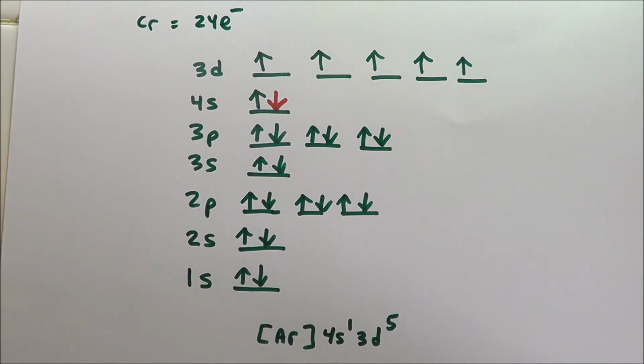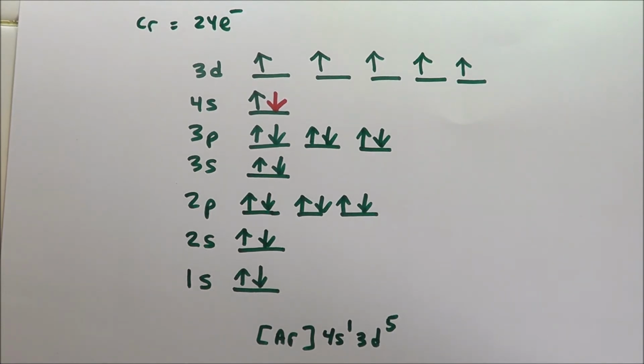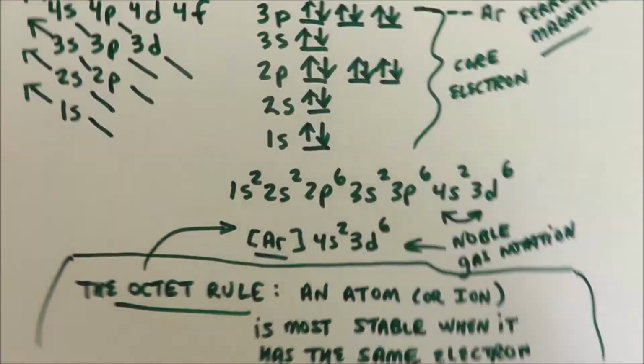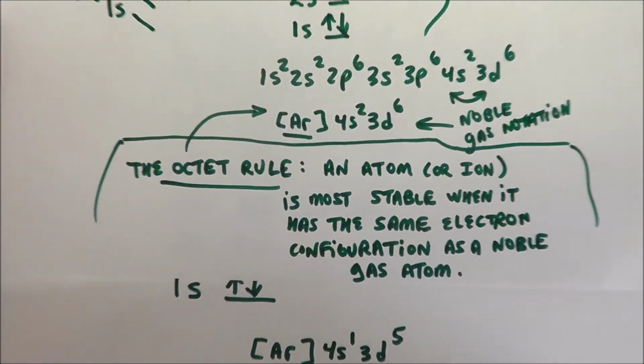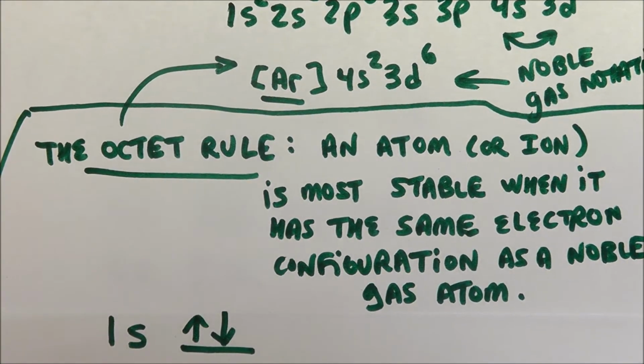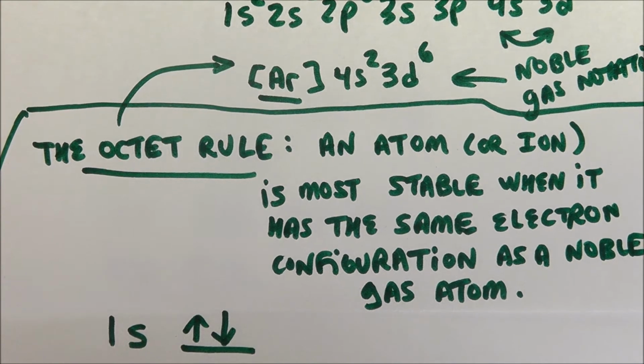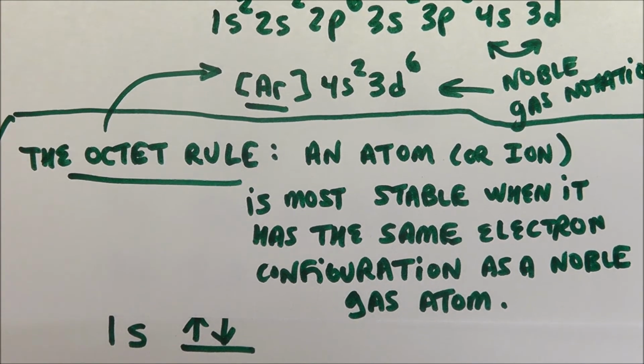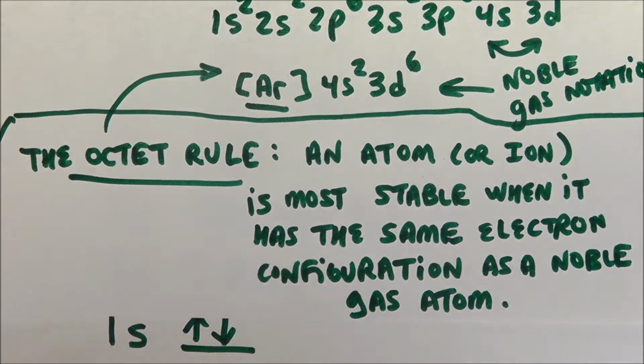Okay, let's talk about the ends of the periodic table where they obey the octet rule. Once again, let's review the octet rule now in its new form. An atom or ion is most stable when it has the same electron configuration as a noble gas atom. Okay, let's talk about that.